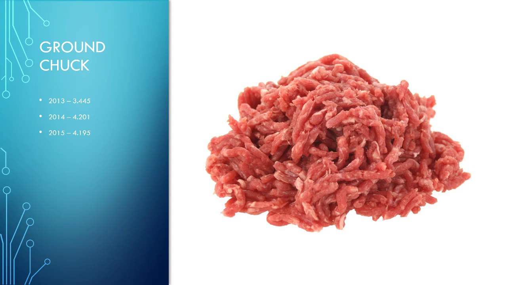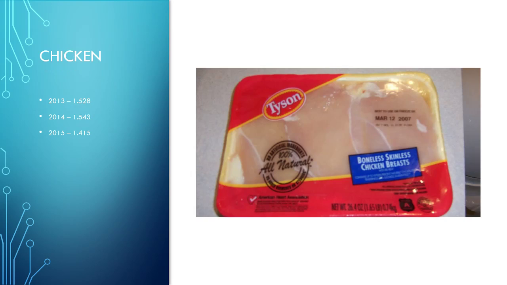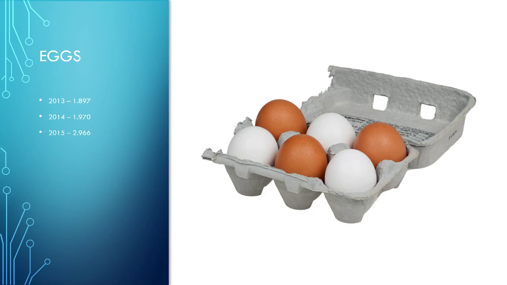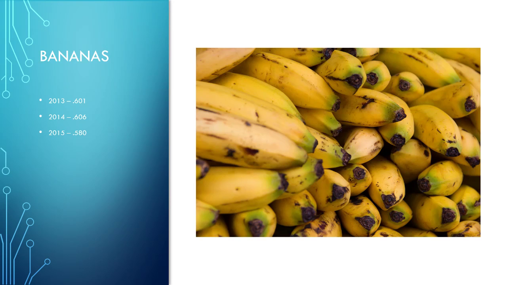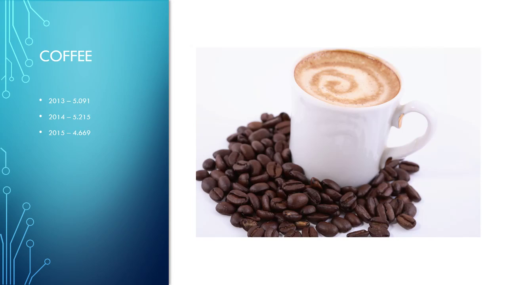Ground chuck was the second food item, again with its corresponding average price data. Chicken, eggs, milk, apples, bananas, and coffee.